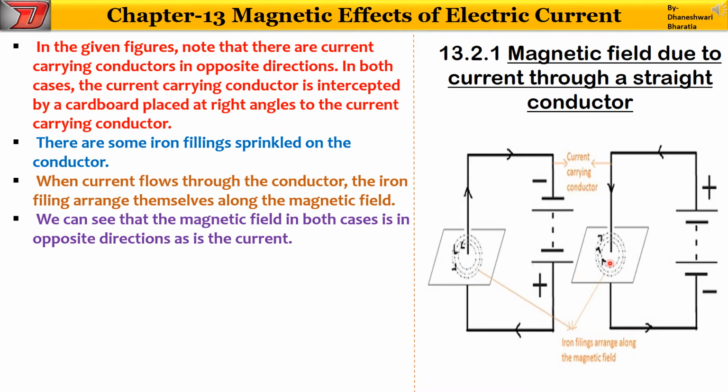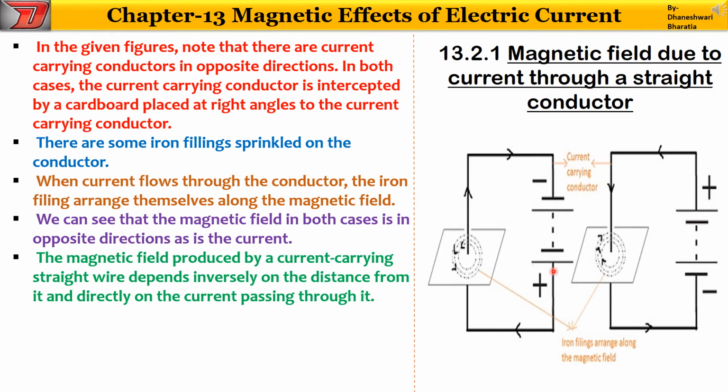Why are they in the opposite directions? Here you can see, because the direction of the current is also different, right? The magnetic field produced by the current carrying straight wire depends inversely, right? As I have discussed in the first slide, जैसे ही distance बढ़ेगा magnetic field decrease हो जाएगी, right? Distance कम, field ज़्यादा. Okay, so the magnetic field is inversely proportional to the distance from it, and it is directly proportional to the current. जितना current ज़्यादा उतनी magnetic field lines भी ज़्यादा होगी.